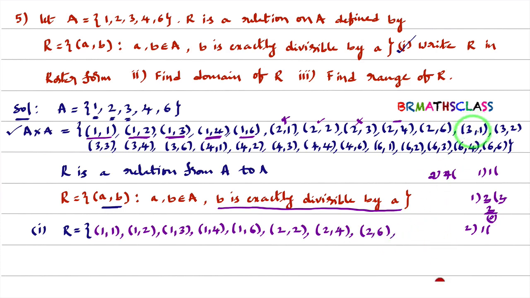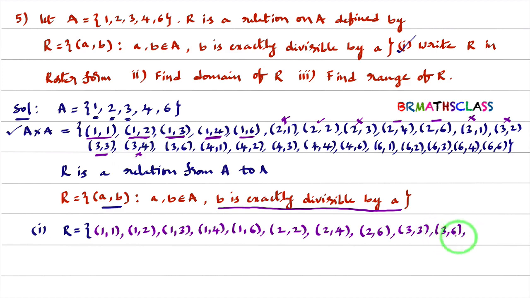You check here, is 1 exactly divisible by 3? No, this we won't consider. Is 2 exactly divisible by 3? No, we won't consider. You see the ordered pair 3 comma 3. Is 3 exactly divisible by 3? Yes. So the ordered pair 3 comma 3 will be in this relation. Is 4 exactly divisible by 3? No. Is 6 exactly divisible by 3? Yes. So the ordered pair 3 comma 6 belongs to this relation.